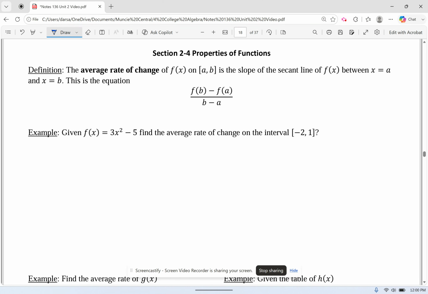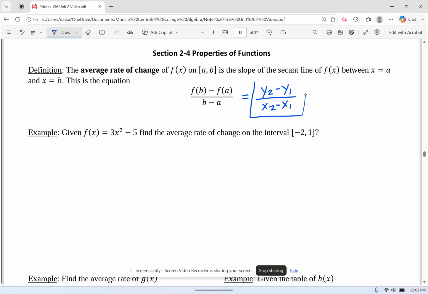This looks really scary, but if we think about it, a and b are just numbers that represent x's. So think of these as like x1 and x2. And then what would f of a be? f always represents a y value. So f of a and f of b are y values. Think y1, y2. So really, this is the same as y2 minus y1 over x2 minus x1, where x1 is a and y1 is the y value that comes out when we plug that in.